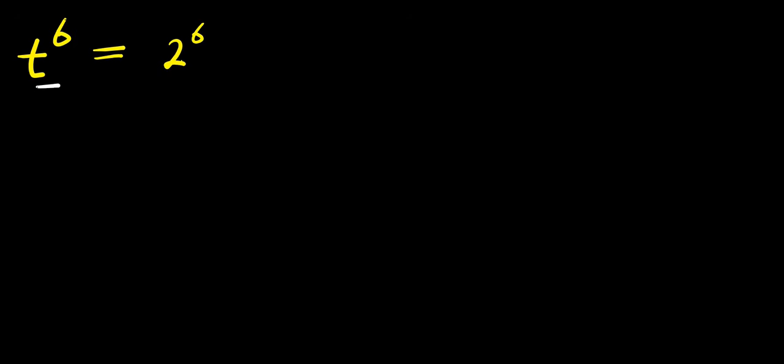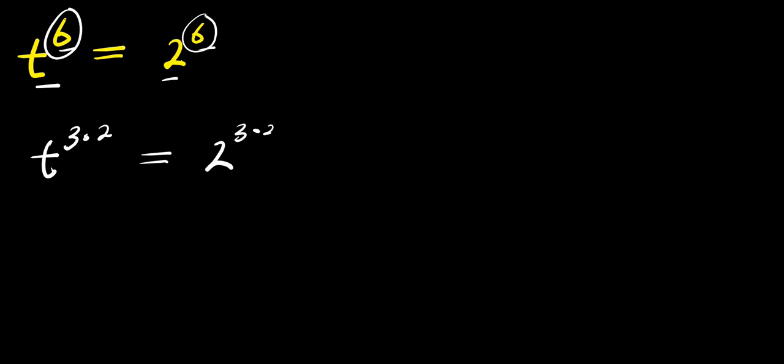Hello, how to solve t power 6 equals 2 power 6. We are solving for all values of t. So I can express this 6 here and this one here as 3 times 2. So I have t power 3 times 2, and this equals 2 power 3 times 2.